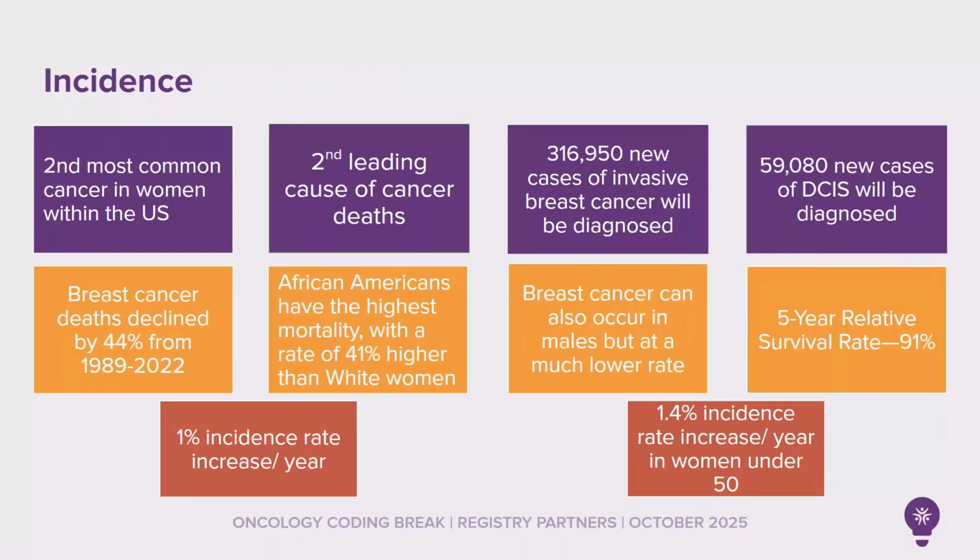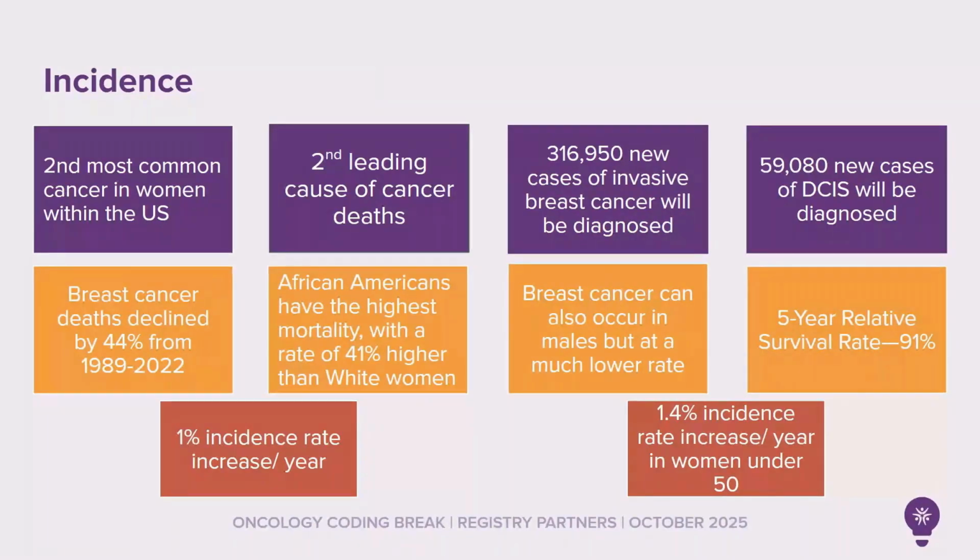American Cancer Society estimates that there will be 316,950 new cases of invasive breast cancer diagnosed in 2025 and 59,080 new cases of DCIS. Breast cancer can also occur in males, but occurs at a much lower incidence rate. The rates we see here are for women only. The 5-year relative survival rate is 91% for all of the SEER stages combined for the American Cancer Society. Localized disease survival rate is 99%. But that does not include in situ.